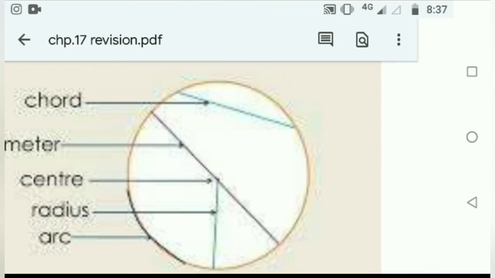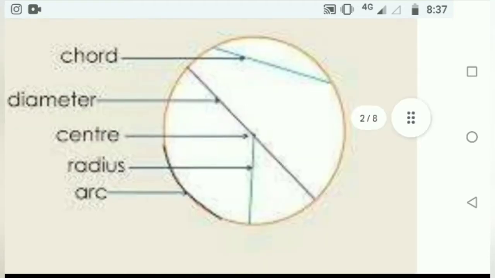Now what is chord then? That is also starting from one circumference of that circle to the other end of that circumference. But what is the condition? It is not passing through the center of that circle. That is why it is called as chord. Okay. So I hope you all know what is chord, what is diameter, what is center of that circle, what is radius, and the last thing, that is arc.